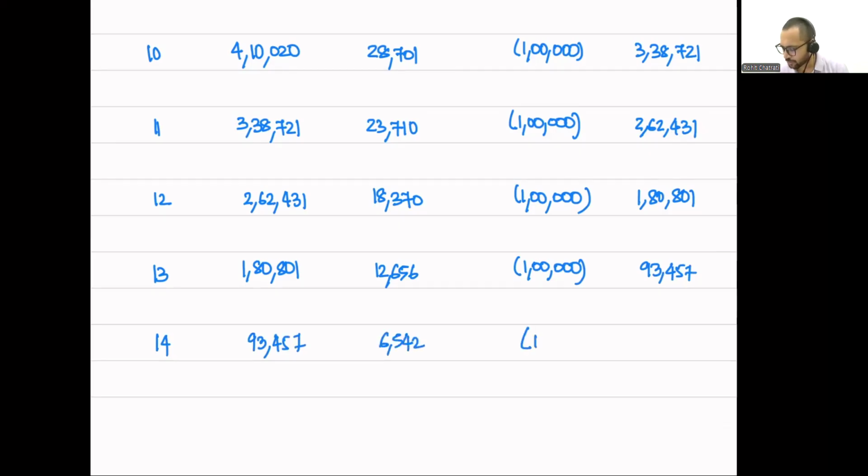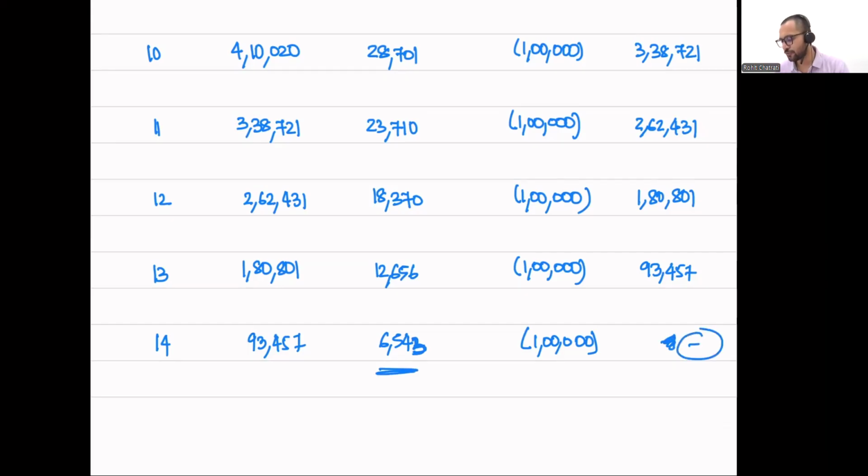For year 14, I have 93,457 multiplied by 7%, which is 6,542. I have a payment of 1 lakh, and my closing balance should ideally be equal to 0. But if I calculate it manually, it will be 93,457 plus 6,542 less 1 lakh. I'm actually being left with a minus 1 rupee. So I'm going to round it off to 6,543, so that the closing balance is actually equal to 0. So my year 14 interest will actually be 6,543, which is after considering the round off.